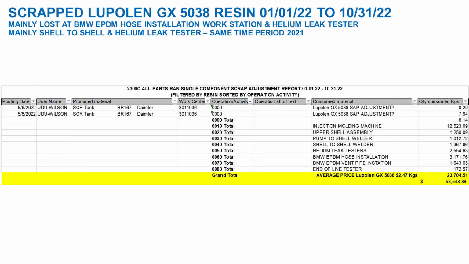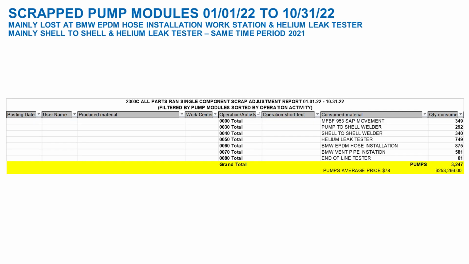Exported data from SAP, again showing in this spreadsheet the plastic resin to the tune of $58,548 for a 10-month period. The pump module was the most expensive component, averaging $125 each. In 10 months, we scrapped $253,000 worth of pump modules. The alarm bell should be ringing by this time, with all that money going to a landfill.